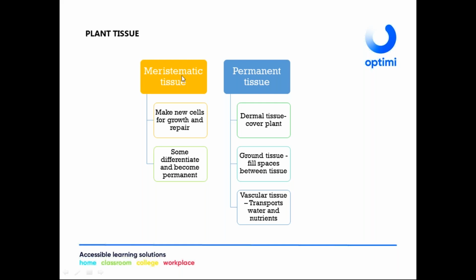Right, so in grade 10 you won't be looking that much into meristematic tissue, but you will be looking into detail at the permanent tissue. Functions of the permanent tissue are as follows. We have dermal tissue that covers and protects the plant. We have ground tissue, we've looked at that. It fills spaces between tissue. And then we have vascular tissue that transports water and nutrients throughout the plants. So those are, in a nutshell, the functions of permanent tissue.